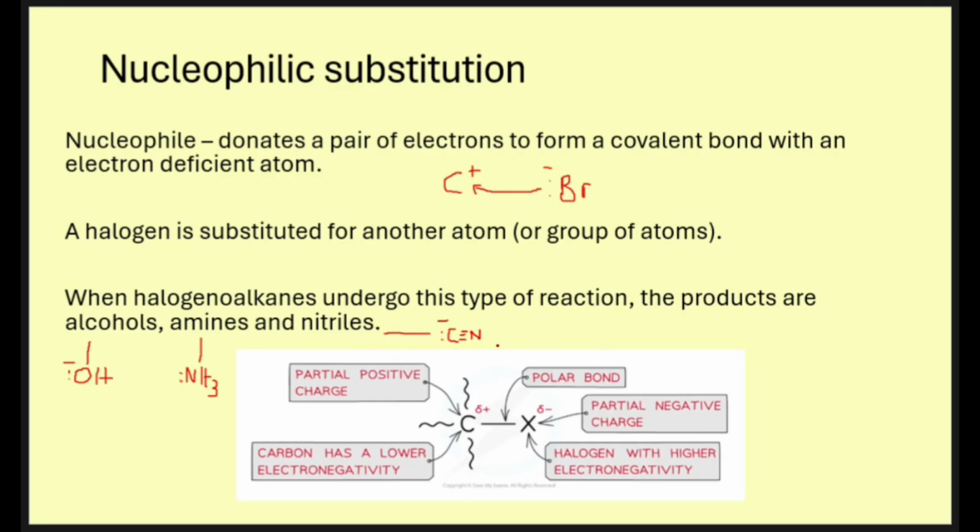So we talked about this a bit earlier. The polar bond creates these two dipoles, and we have all the electron density here and less here, which makes it slightly positive. So these nucleophiles are drawn to this carbon here, due to carbon having a lower electronegativity and the halogen having a higher electronegativity.